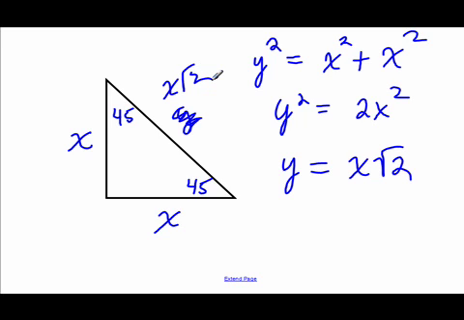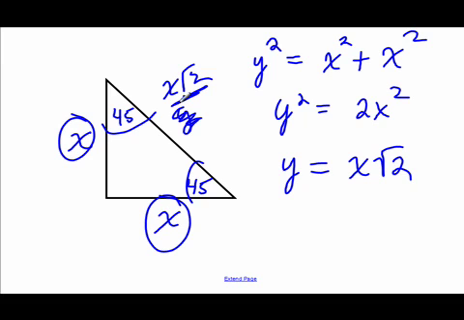So the moral of the story is this: if you have an isosceles right triangle, these two legs are going to be the same value. And how do I get the hypotenuse? I simply take that value and multiply it by the square root of 2. That's the relationship between those two triangles.